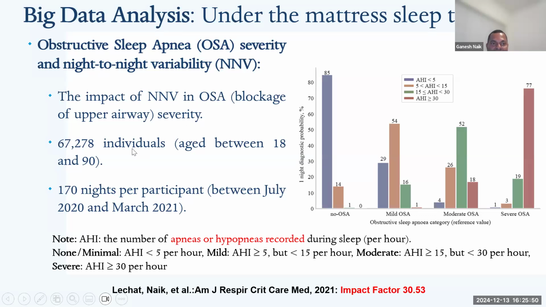There were around 68,000 people aged between 18 and 90. We used those data, and per participant, the minimum was 170 nights. If you multiply 170 by 67,000, it comes to around 12 million nights of sleep data. So again, it was a very huge dataset.